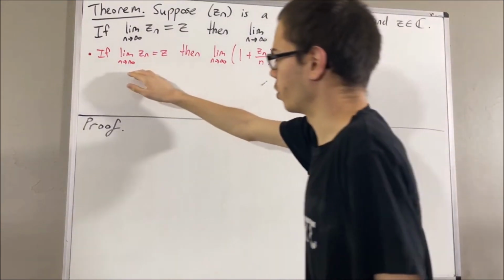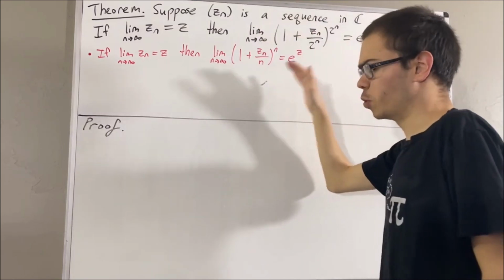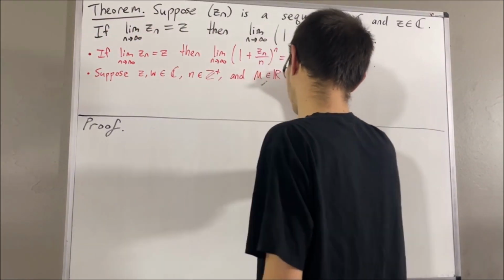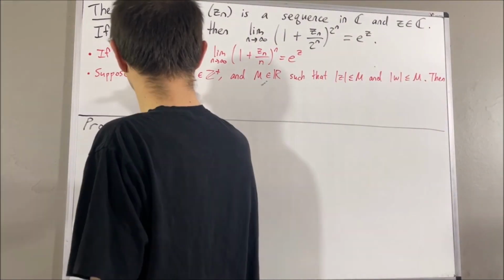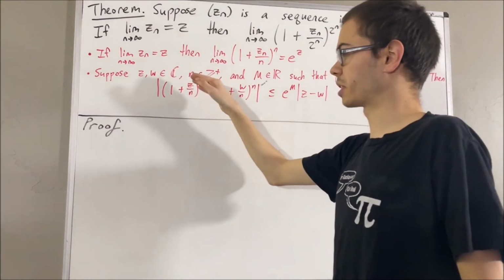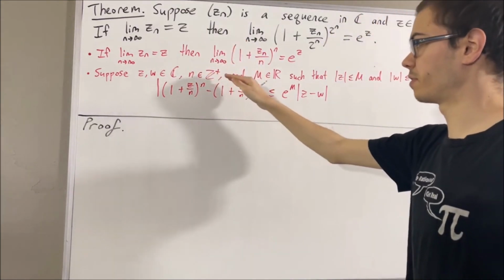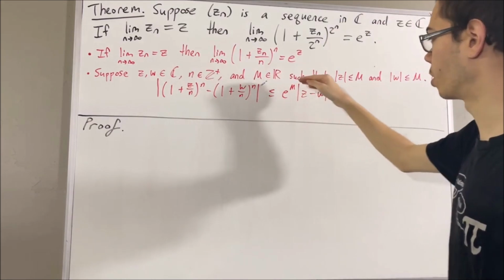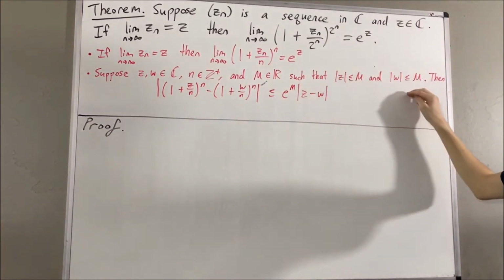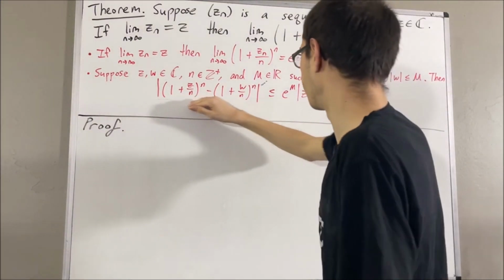Now, in the video where we proved this, we first proved the following preliminary result. Suppose Z and W are complex numbers, suppose n is a positive integer, and suppose capital M is a real number, such that the absolute value of Z and the absolute value of W are less than or equal to capital M. Then, this inequality is true.